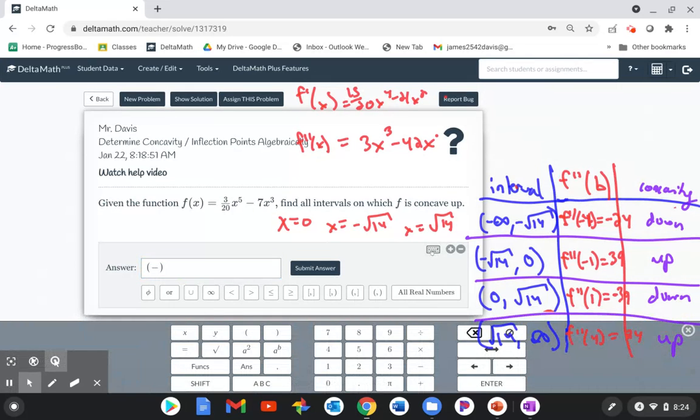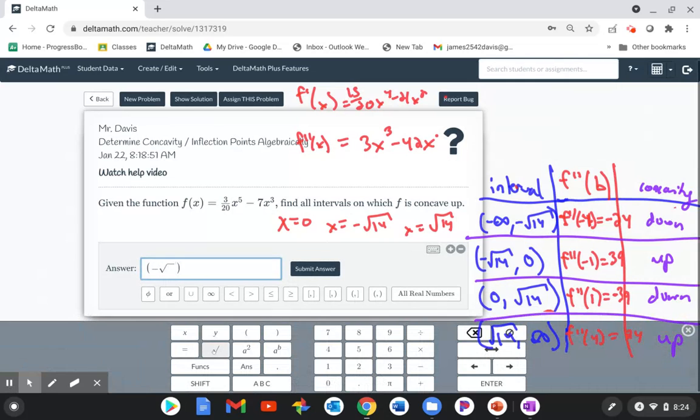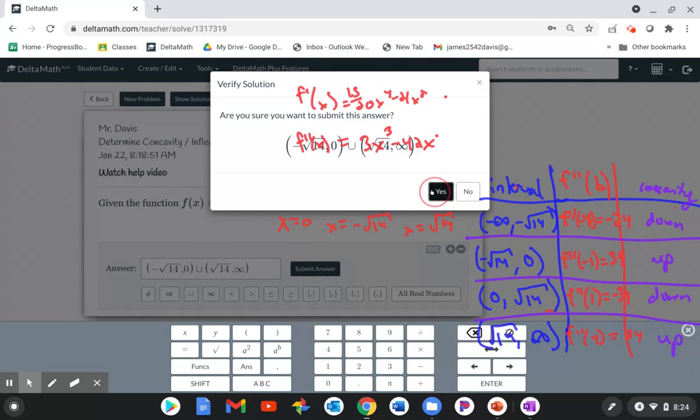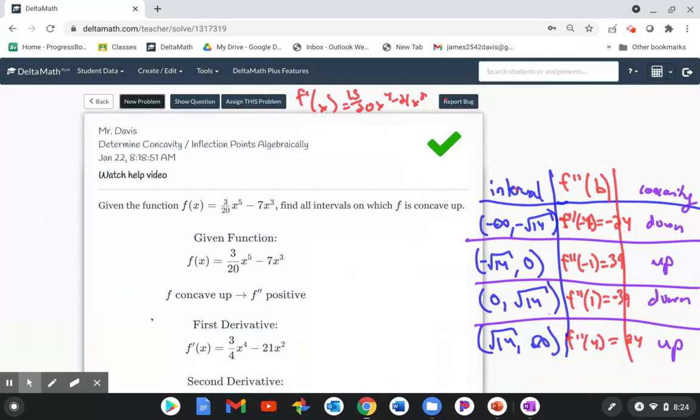I guess you've got to hit this little keyboard here to get the radical symbols to come up. So negative radical 14 to 0, union, positive radical 14 to infinity. And there we go.